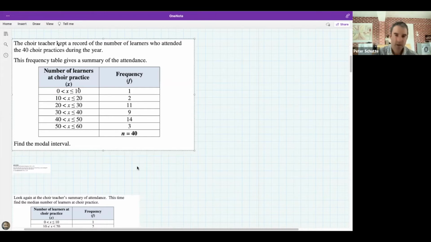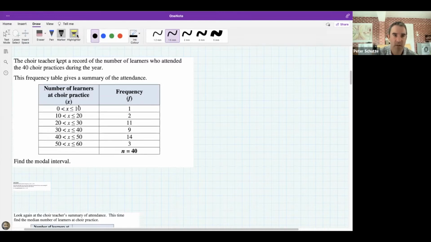Yeah. So the good thing is when we deal with data that's been grouped and they ask you for the modal interval, as long as you have a frequency column, it's pretty straightforward to get. What you're going to find is that it's the one with the biggest frequency number. And so the modal interval will just be 40 to 50.